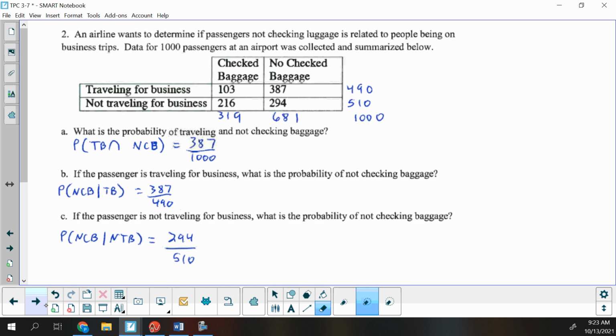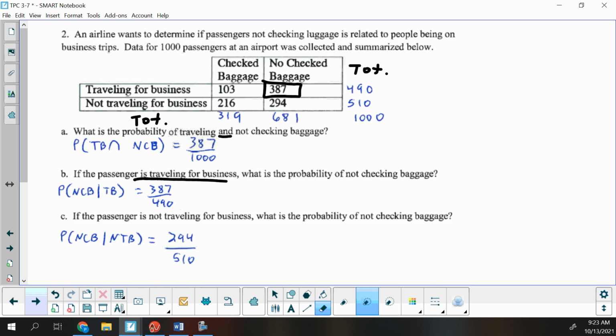Moving over to number 2, they did not give us the totals. So you've got to find the totals of each row and each column, and then the overall total. First one, traveling and not checking a bag. Well, ands, ors, and individual probabilities are always out of the overall total. That's why it's over 1,000. Then just look for the box that represents traveling and not checking baggage at the same time. Well, that would be this box here. Traveling and no baggage, so 387 for the numerator.